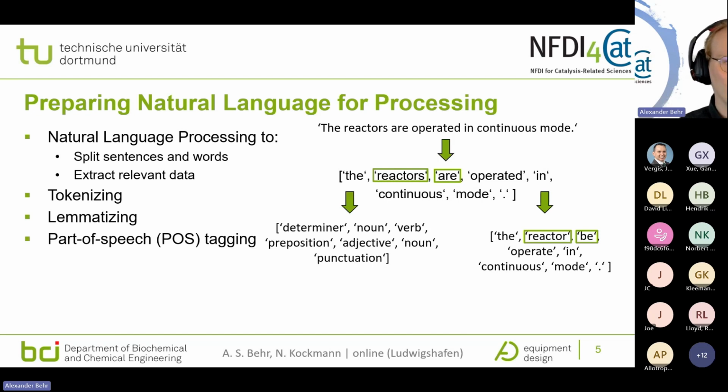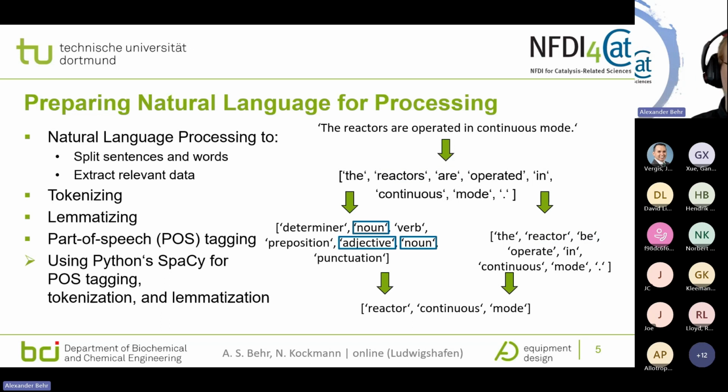And also we can do something called part of speech tagging, which classifies each token found into one of the parts of speech, for example, nouns, verbs, prepositions, determiners, and so on. So you can also say, okay, I just want to have all the nouns and all the adjectives of the first sentence. And with this quite simple technique, we can get something like reactor continuous mode out of this first sentence here. Why is this important?